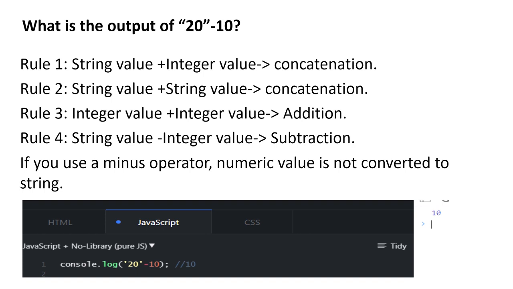What is the output of "20" minus 10? Rule 1: string value plus integer value performs a concatenation operation. String value plus string value performs a concatenation operation. Integer value plus integer value performs an addition operation. String value minus integer value performs subtraction. If you use a minus operator, the numeric value is not converted to string. So the output of 20 minus 10 is 10.